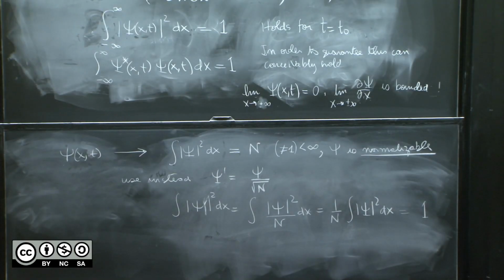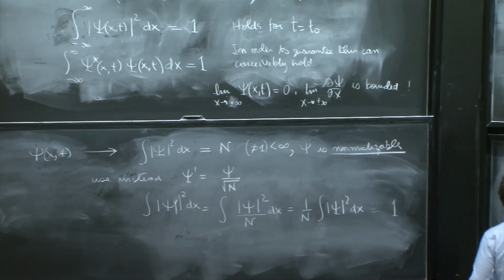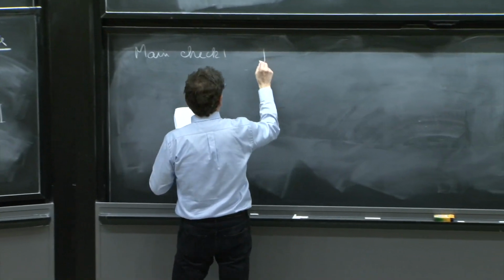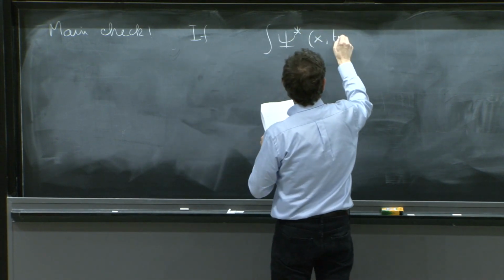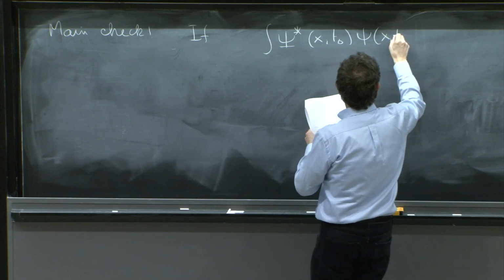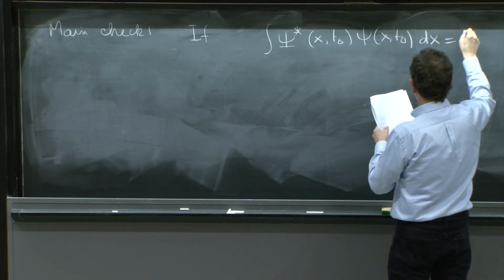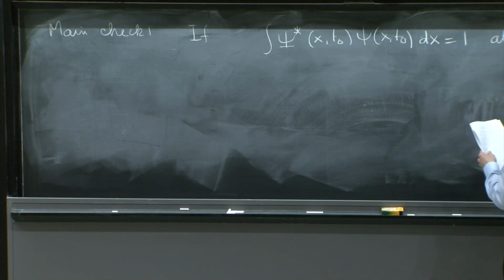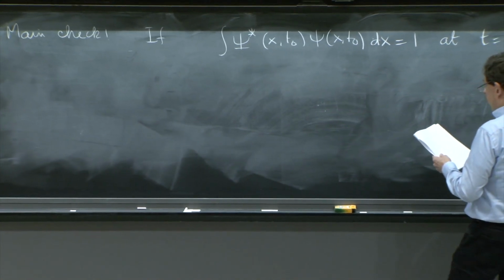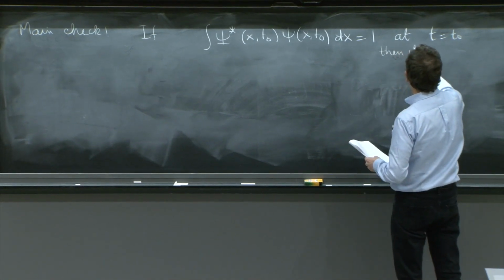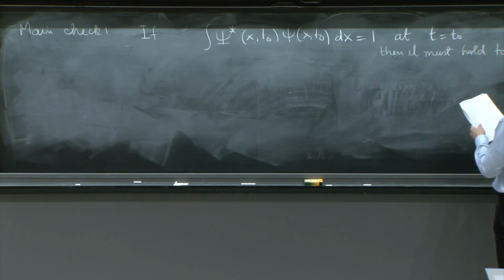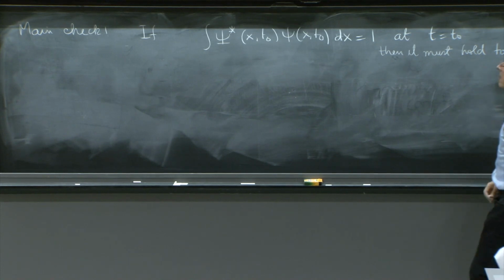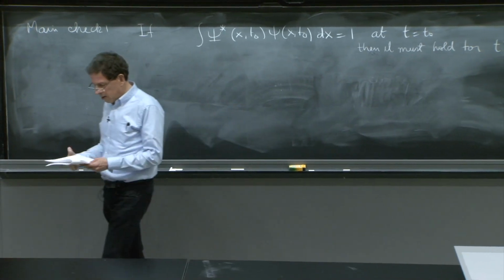Let's do our check. So, main check: if the integral of psi star of x, t naught, psi of x, t naught, dx is equal to 1 at t equal to t naught, as we say there, then it must hold for later times, t greater than t naught. This is what we want to check or verify or prove.